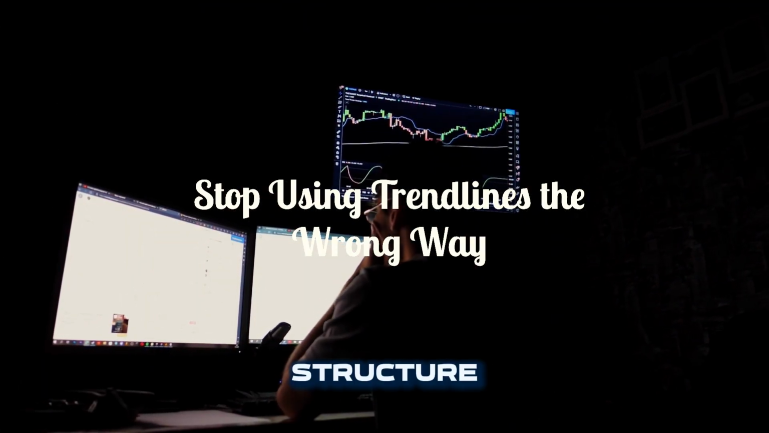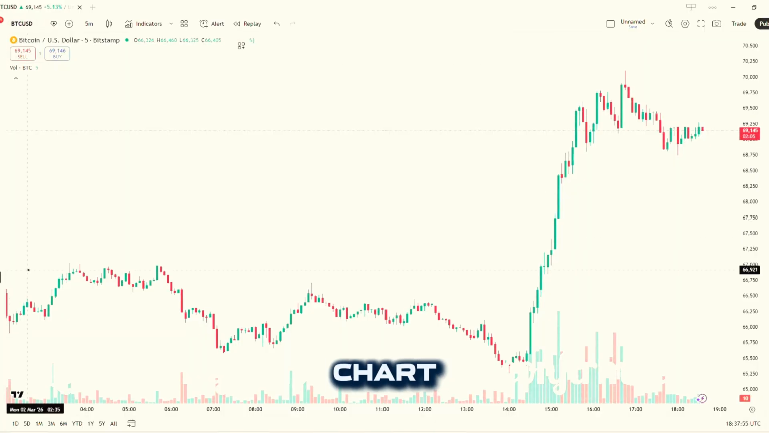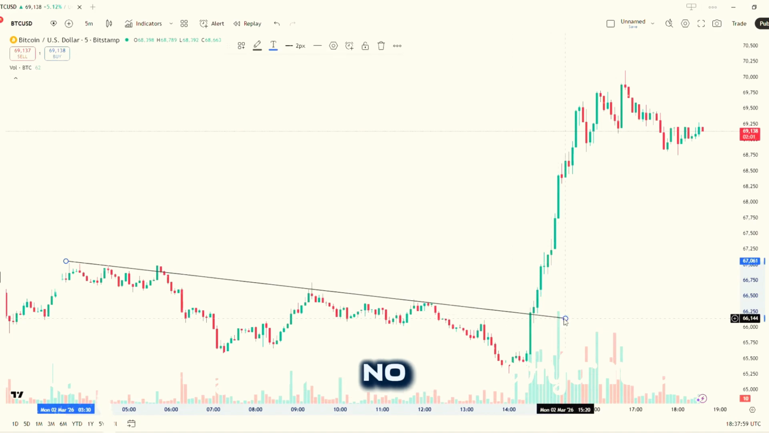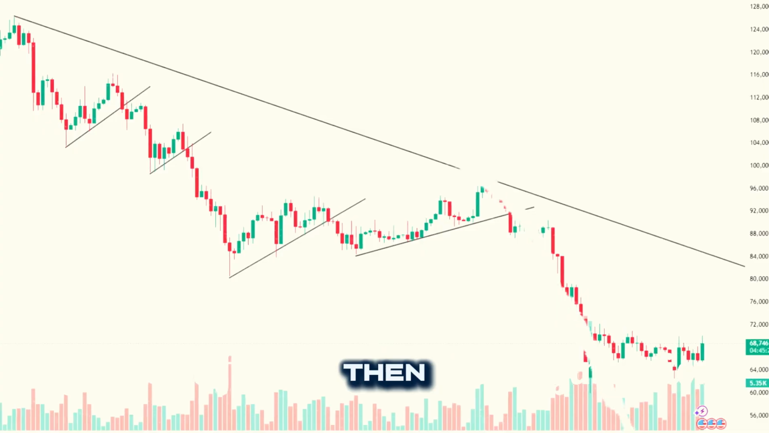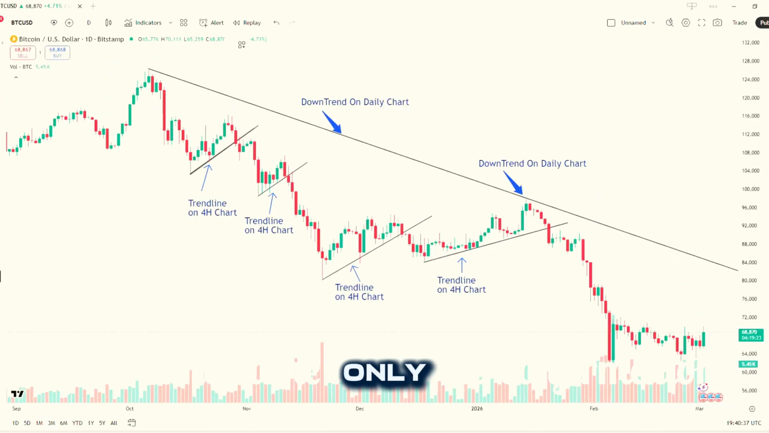start trading with structure. Here's what struggling traders do. They open a 5-minute chart, they draw a line, they wait for price to touch it, and they enter. No higher timeframe bias, no confirmation, no structure. And then they say, trend lines don't work. The truth? Trend lines only work in trending markets, and only when aligned with higher timeframe direction.